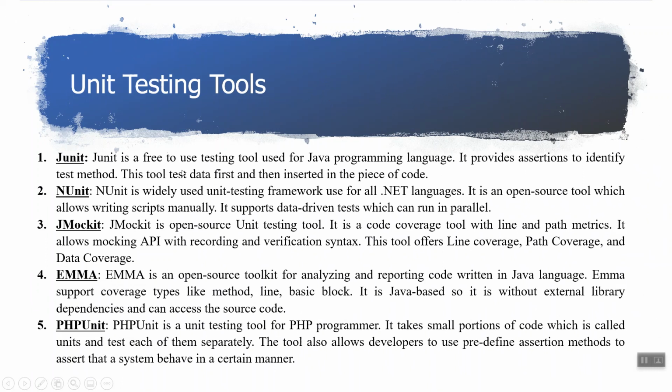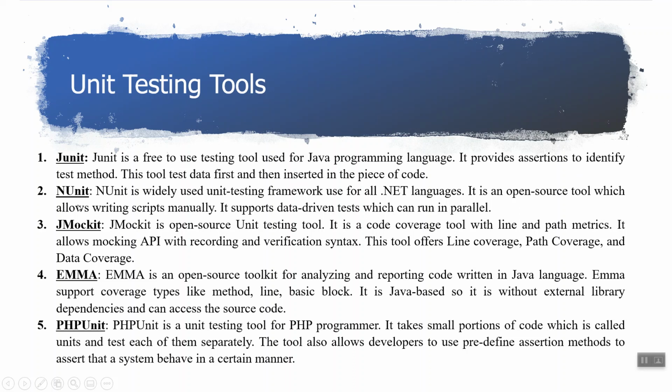Okay, the next is there are different unit testing tools which are used to write the unit testing framework. I have listed some of the main, usually used unit testing frameworks. The first one is JUnit. JUnit is a free to use testing tool which is used for the Java programming language. It provides assertions to identify test methods. This tool tests data first and then inserted in the piece of code.